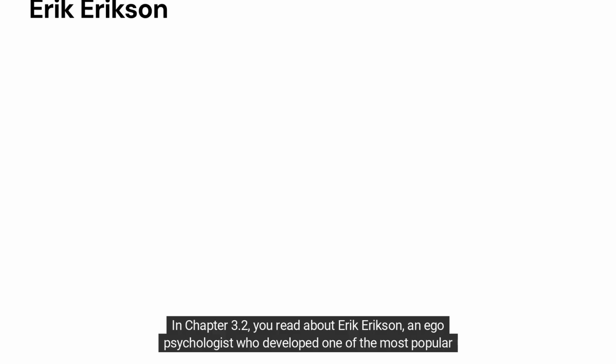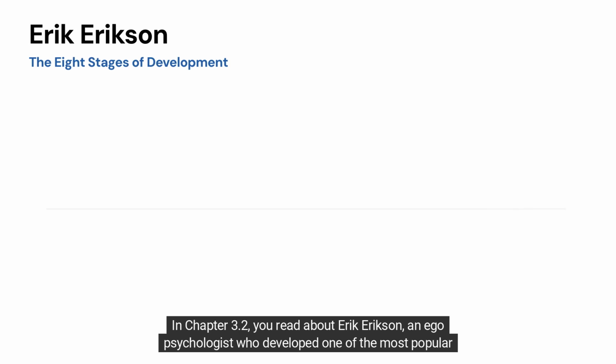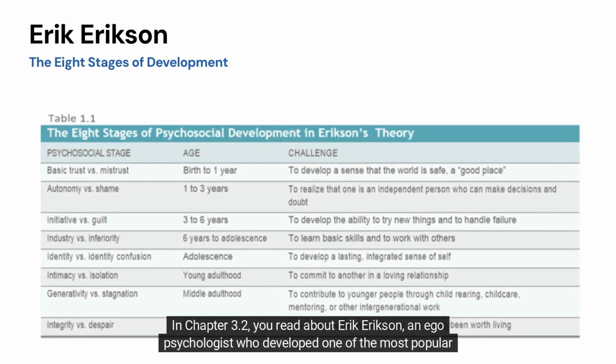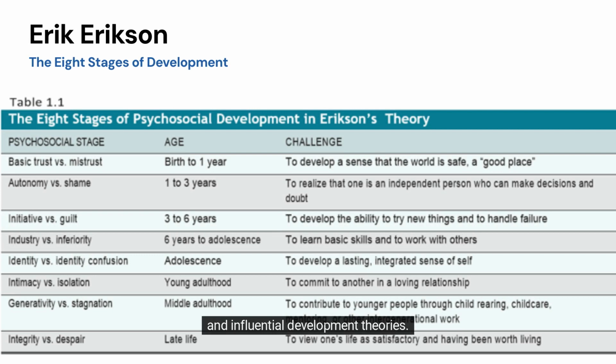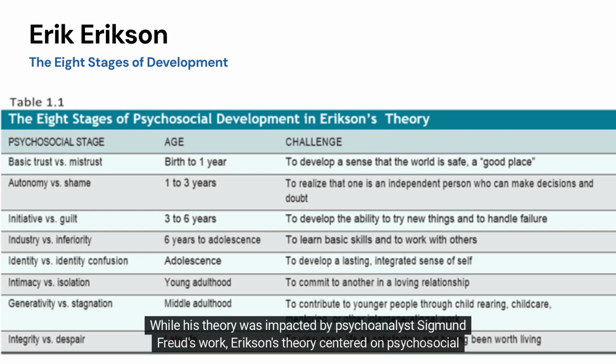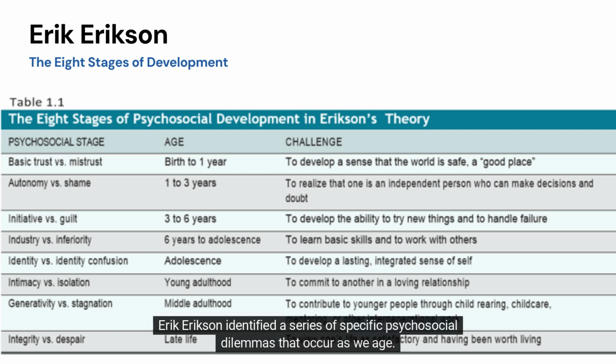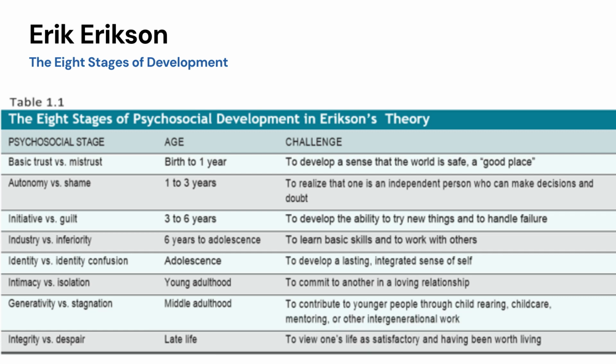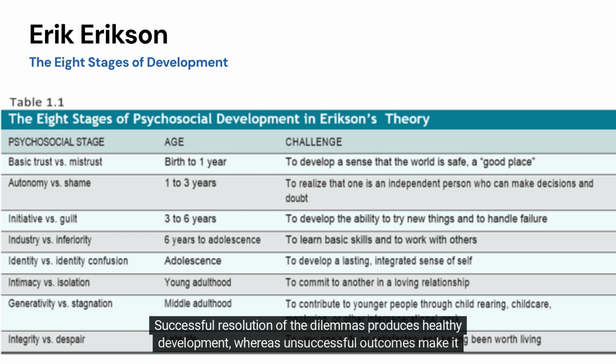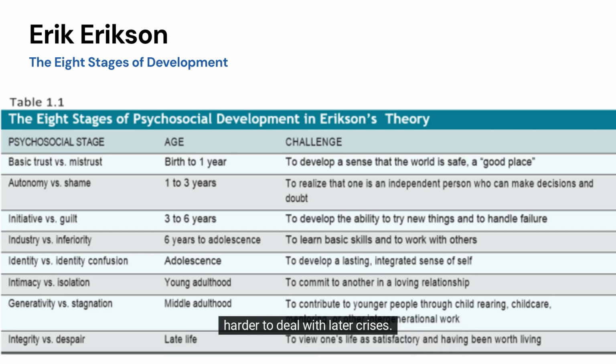In Chapter 3.2, you read about Erik Erikson, an ego psychologist who developed one of the most popular and influential development theories. While his theory was impacted by psychoanalyst Sigmund Freud's work, Erikson's theory centered on psychosocial development rather than psychosexual development. Erik Erikson identified a series of specific psychosocial dilemmas that occur as we age. Successful resolution of the dilemmas produces healthy development, whereas unsuccessful outcomes make it harder to deal with later crises.